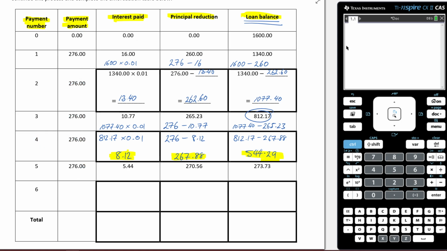And then of course, you do the same thing again for payment number 5. And if you do that, you'll get all of these numbers here. I'm not going to go through that right there. All right, let's now take a breather for a moment, because now we're going to come to payment number 6, where things are going to get interesting.